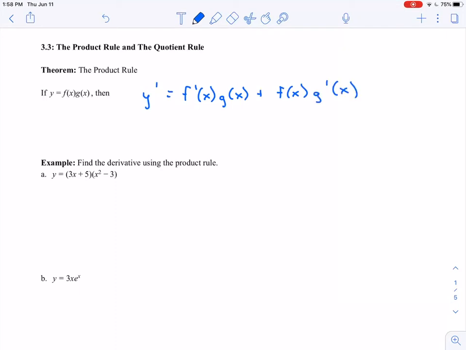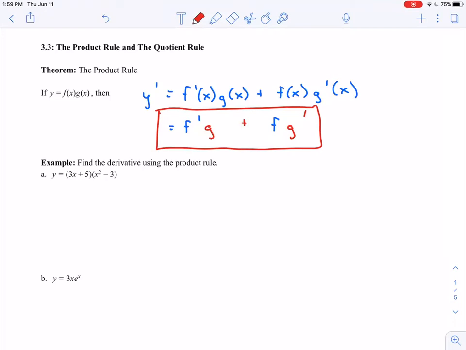Sometimes more simply, I'll put this as, and I'll try and color code these as well, f prime times g plus f times g prime. So this is the product rule. This is usually the one that I look at right here. And I would recommend memorizing this. This is something that you will have to know.